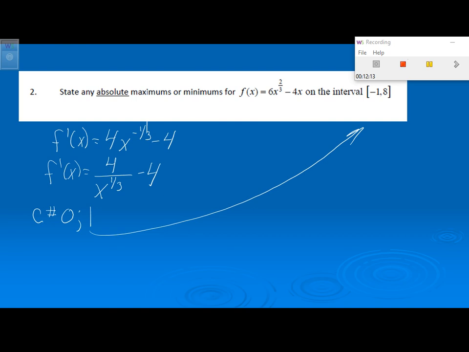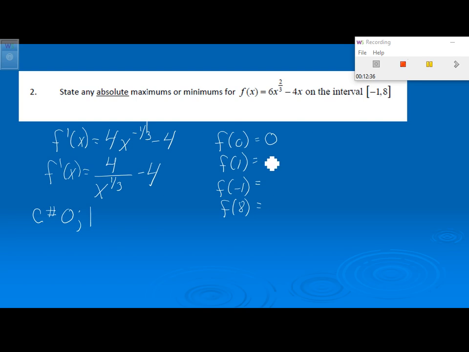And they do. So my next step is I need to find f of 0, f of 1, f of -1, and f of 8. So I'm going back to the original to type those in. When I plugged in 0, I got 0. When I plugged in 1, I got 2. When I plugged in -1, you get 10. And when you plug in 8, you get -8.